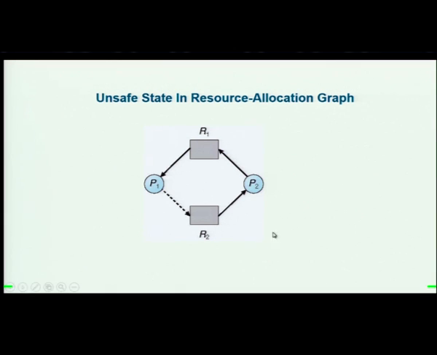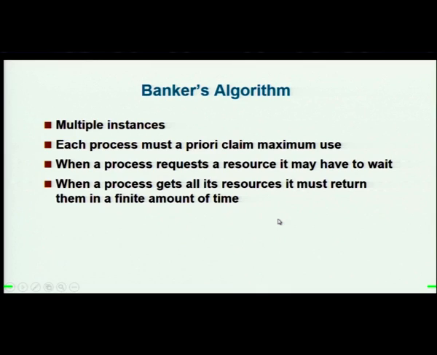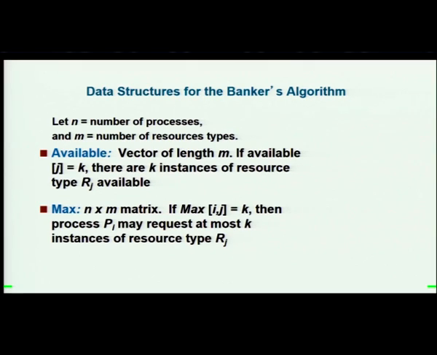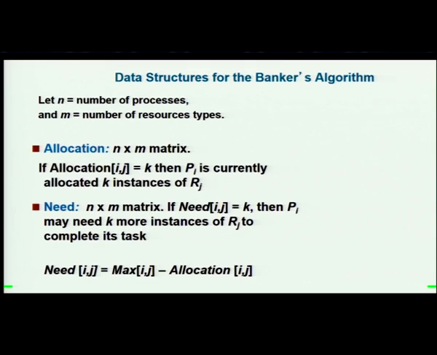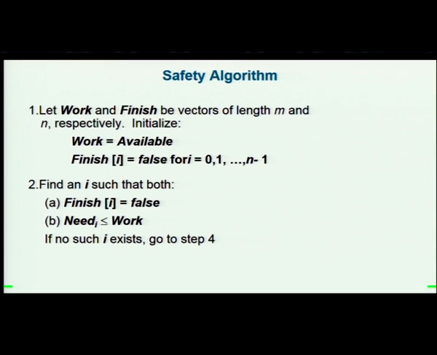An unsafe state in a resource allocation algorithm with multiple instances. Each process must a priori claim maximum use. When a process requests a resource, it may have to wait. So the data structures are available. We can talk about it in a complete matrix form.